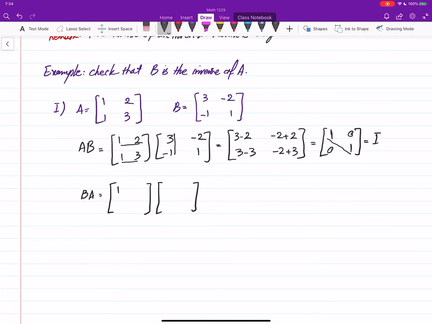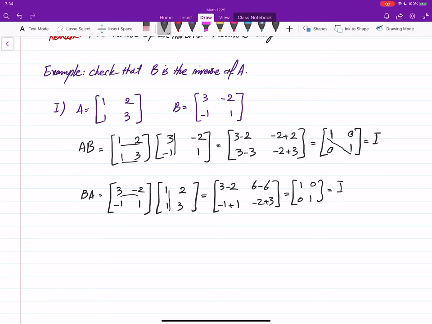So the matrix is 3, negative 2, negative 1, 1, and 1, 2, 1, 3. You multiply first row, first column, you get 3 minus 2. First row, second column, 6 minus 6. Negative 1 plus 1. And negative 2 plus 3. This is 1, 0, 0, 1, which is the identity matrix. And that means that, yes, B is the inverse of the matrix.